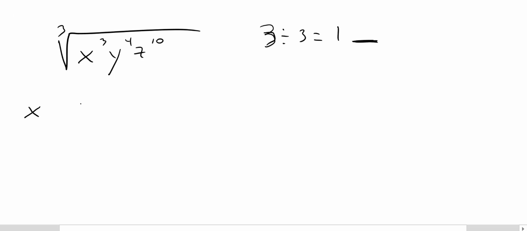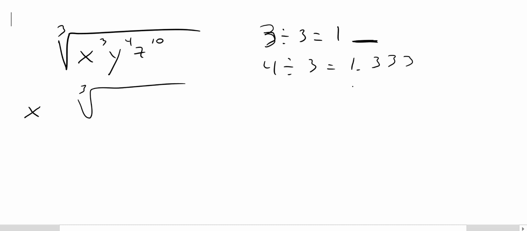So we have an x that pulls out. Okay, 4 divided by 3 is 1.333, or 1 1/3. If you want to put that into a fraction, that kind of helps out a lot. If you do 1 1/3, that means there's a remainder of 1. So it's y, and we have a remainder of 1. So the y to the first power there.